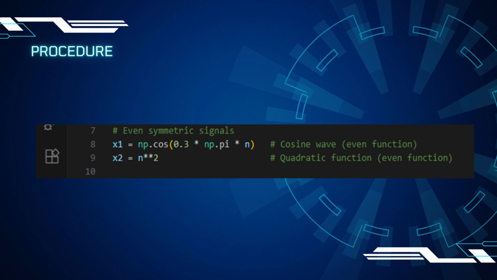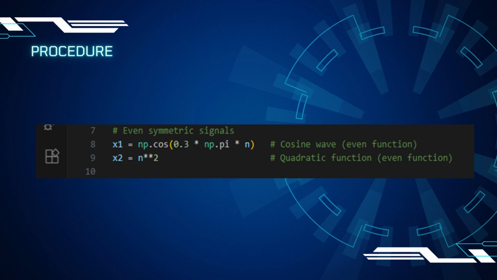The first one is the cosine wave, created using this command. The cosine function is naturally even because it satisfies the mathematical property. That means if we flip the signal across the vertical axis, the values remain the same.